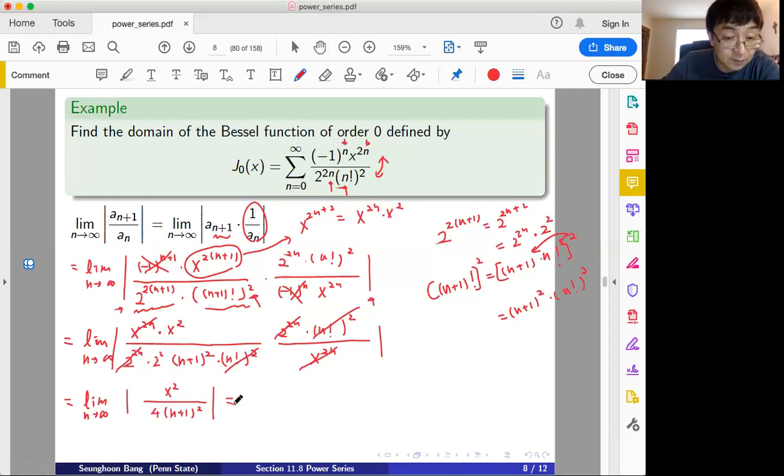What is the answer? What is the answer to this question? What is the limit of x squared over 4 times (n plus 1) squared? What is the answer? What's the limit? What do you think?